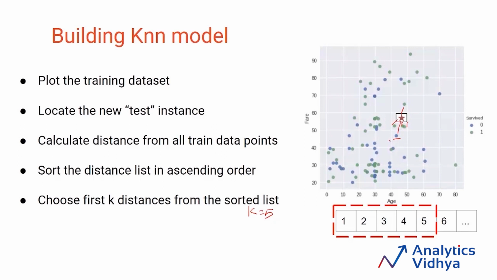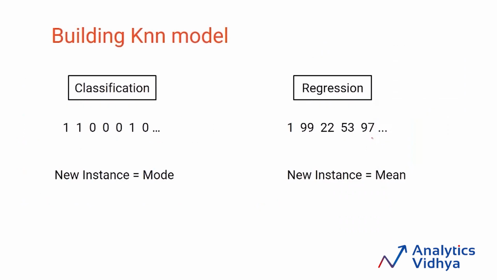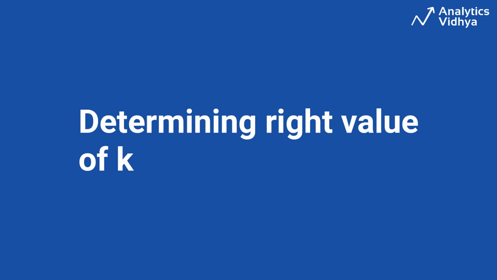In this case, the mode will come out to be green, which is 1. So we can conclude that this new point in the test data will have the target as survived. Now this is an important step, determining the category of the value of the new instance depending upon the nature of the problem. If the problem is a classification problem, we assign the mode to the new instance, and if the problem is a regression problem, then we assign the mean to the new instance. So we have now learned the step-by-step procedure on how to build a KNN algorithm.